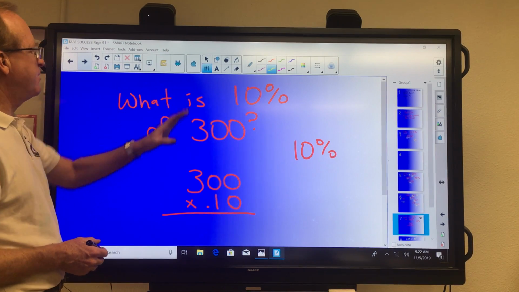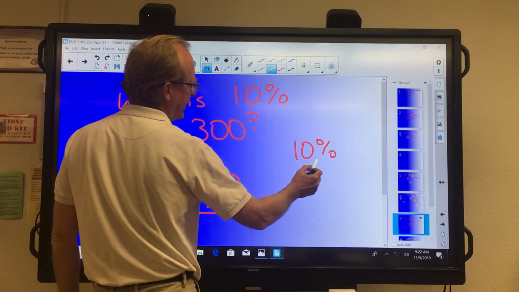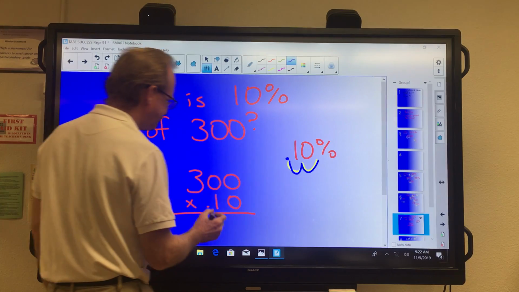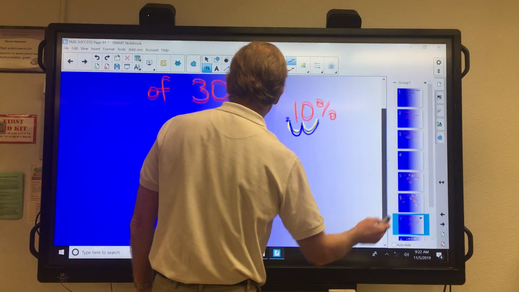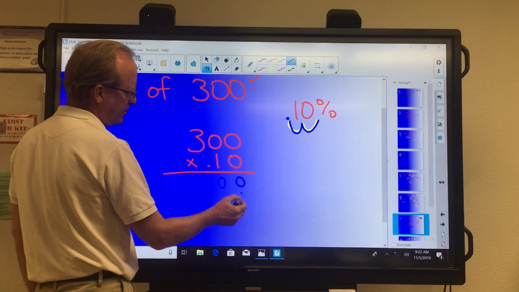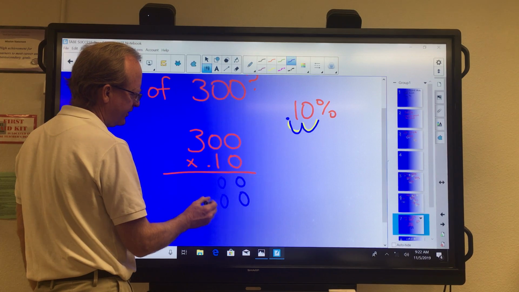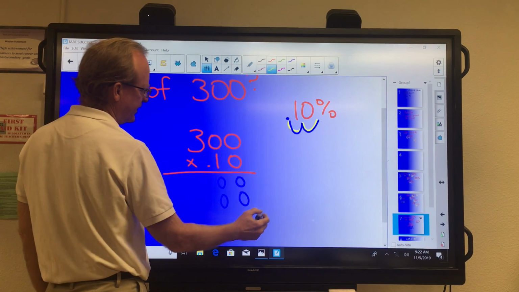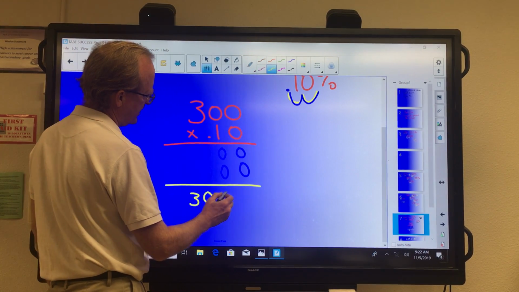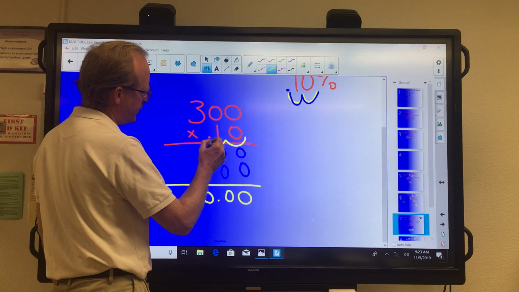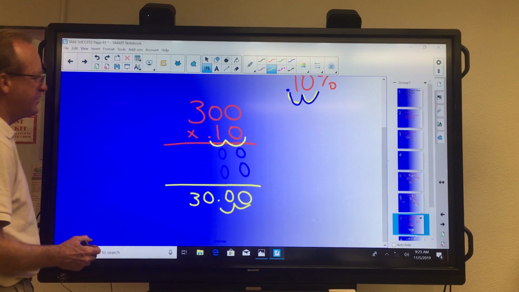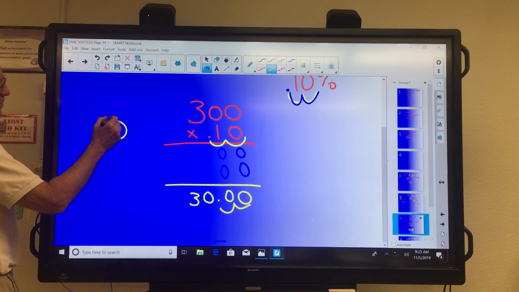So here's our problem. What is 10% of 300? I convert my guy to 0.10 and I set it up and I multiply. And so 0 times anything is 0. There's my placeholder 0. One, two. Multiplying there. And I bring it down. And I'm going over one, two because there's 2 decimal places in my multiplication. So what is 10% of 300? It's 30. That's my answer.